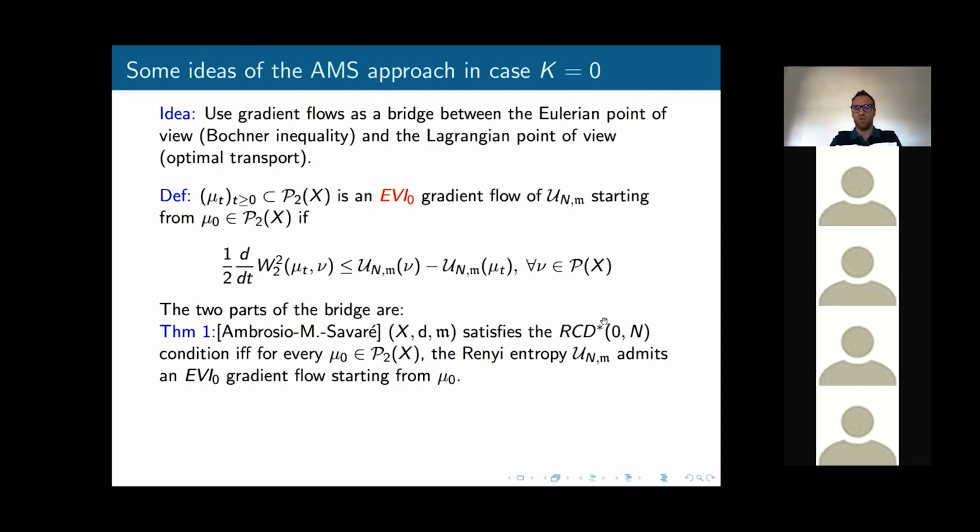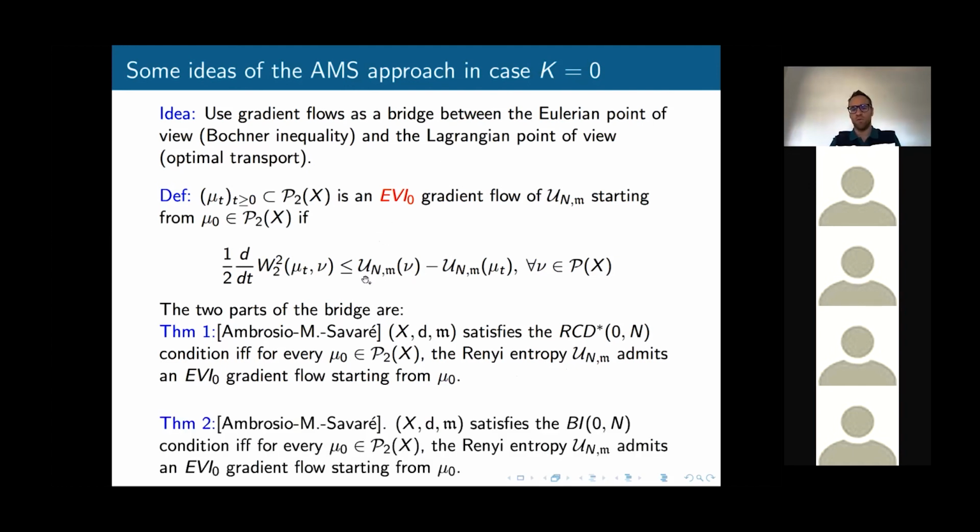One step is proving that the RCD star is equivalent to saying that the Riemannian entropy admits an EVI 0 gradient flow in case of K equal to 0. And the other half of the proof is proving that the Bochner inequality is equivalent to having EVI flow for the Riemannian entropy. Okay, so you are using this gradient flow as a bridge. So here you have RCD, and here you have the Bochner inequality, and then in the middle, for bridging the two, you have the EVI property for the Riemannian entropy.